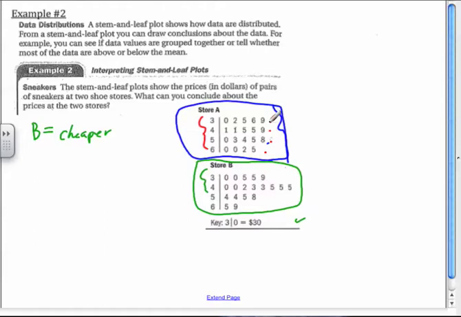Store B has the most expensive shoe. Store B does have the most expensive shoe with $69, more expensive than store A's $65. Yeah. Okay. Good point. Anything else anybody see? Is that it? I mean, that can be it.